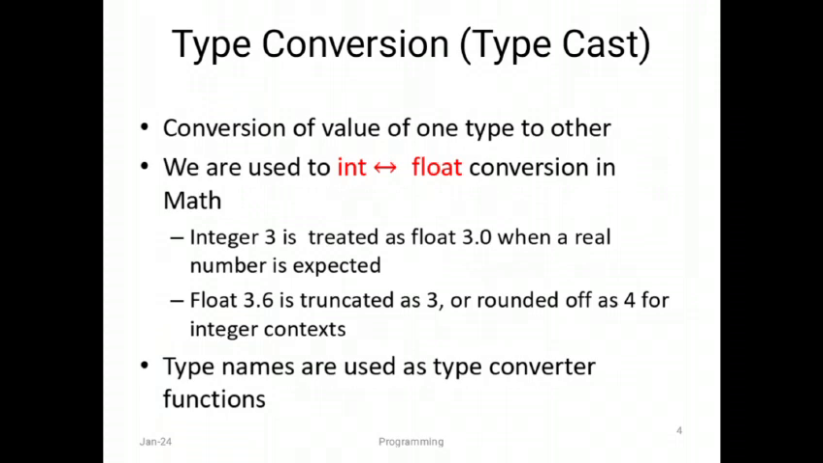Then type conversion, how the types are converted in Python. Conversion of values of one type to another. Here we are using int to float conversion in math, like 3 is treated as 3.0 and the float 3.6 is truncated as 3. Type names are used as type converter functions.